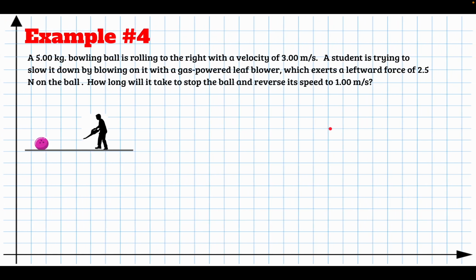All right, another example. A bowling ball is rolling to the right. So this bowling ball is rolling towards this guy, and he's got a leaf blower. He's going to try to stop it and change its direction and send it back the way it came. So it's moving to the right, and he wants to send it back to the left.